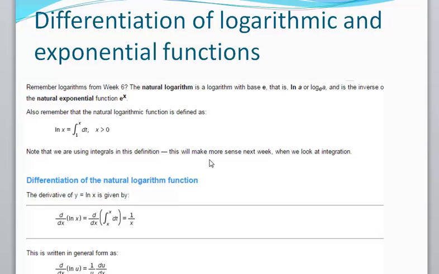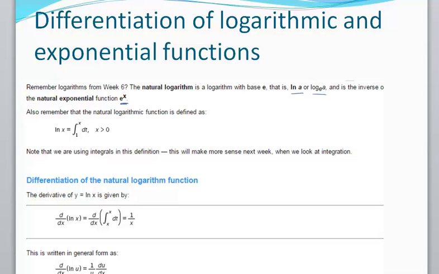Differentiation of logarithmic and exponential functions. So remember going through logarithms in week 6. The natural logarithm is a logarithm with the base e, and we write that as ln, or log e of a. So that's our natural logarithm of a, and it's the inverse of the natural exponential function e to the power of x.